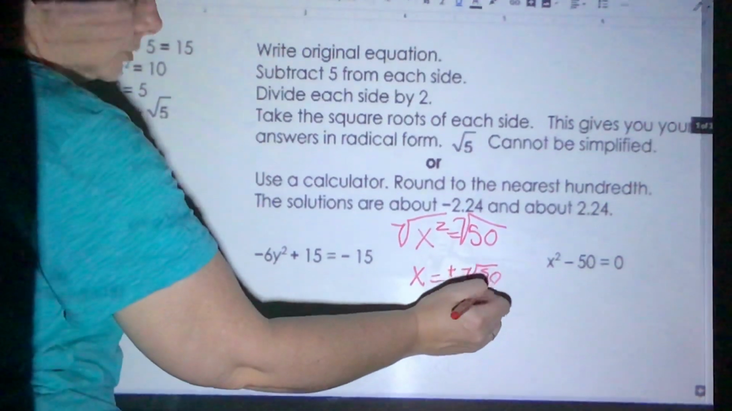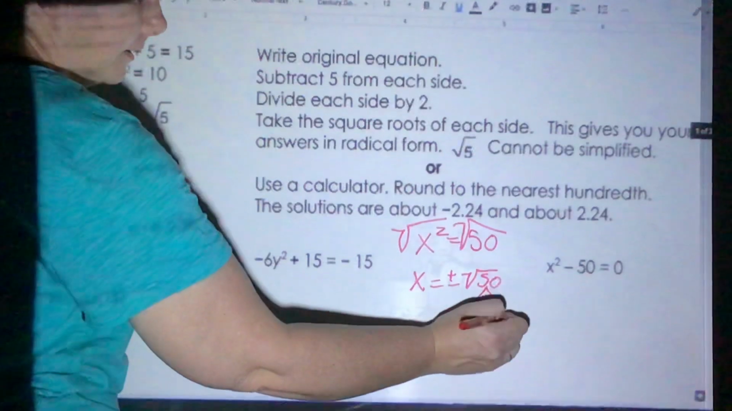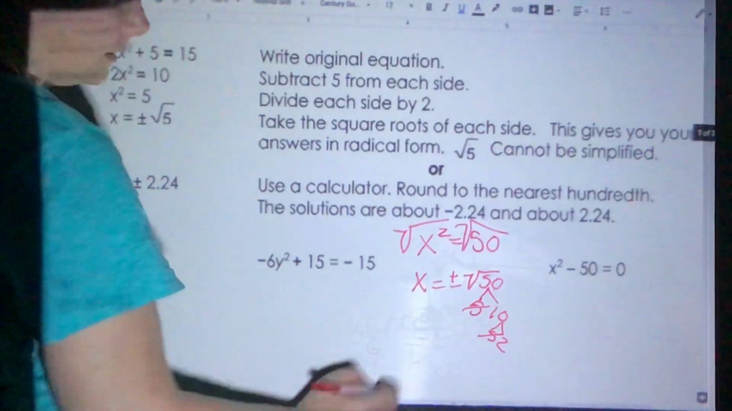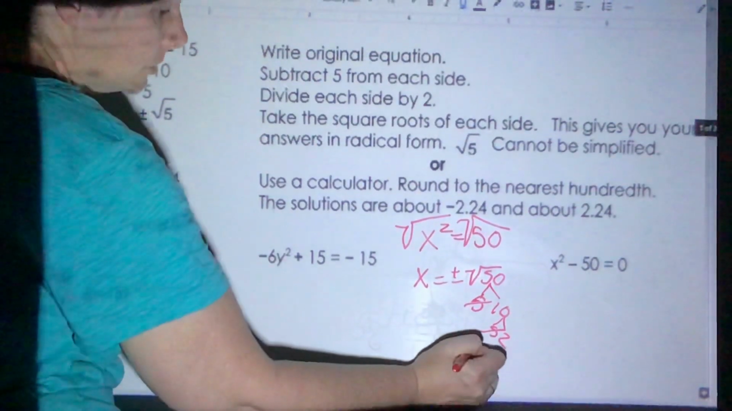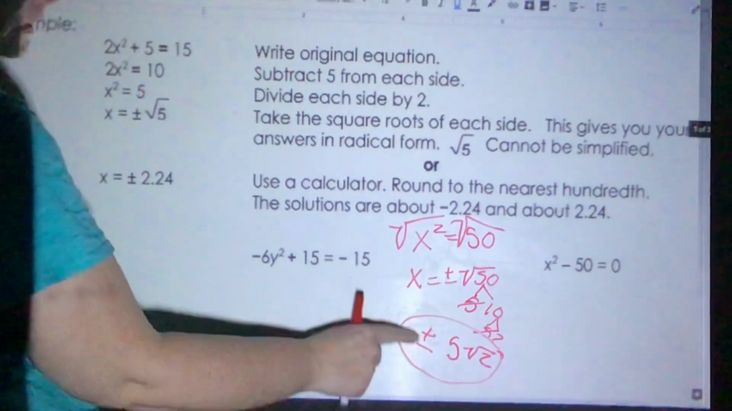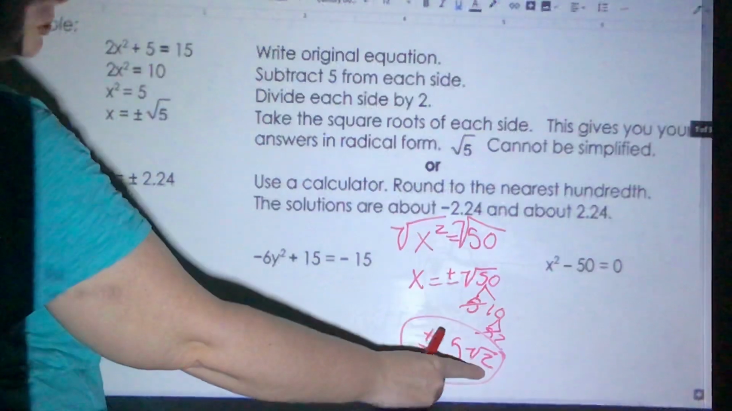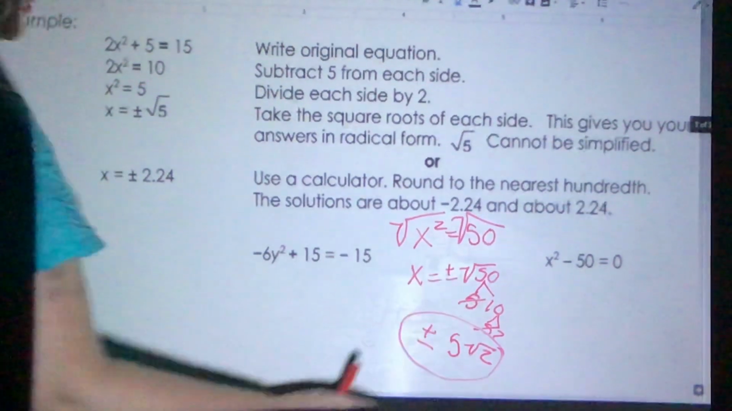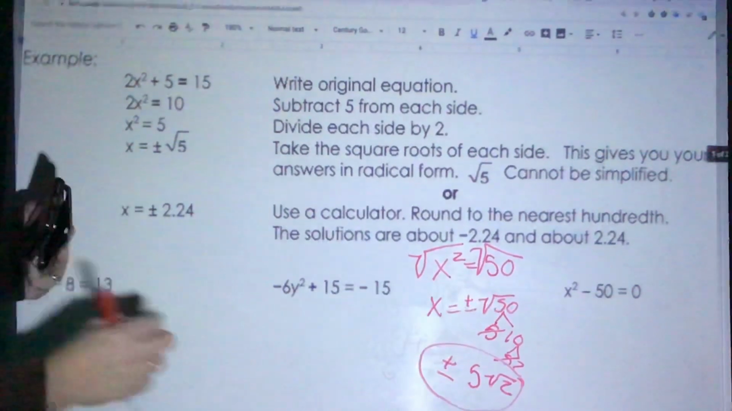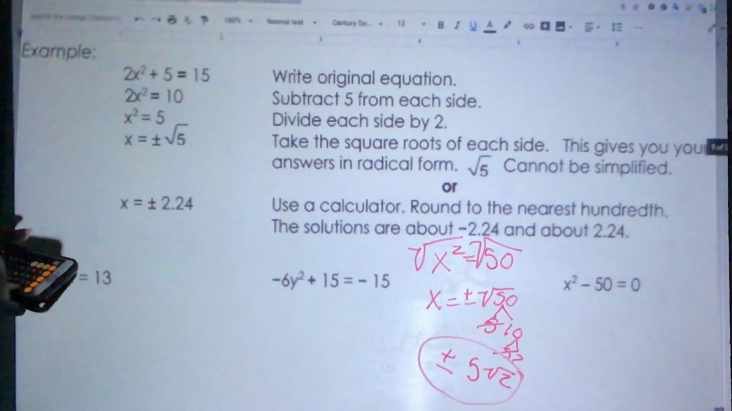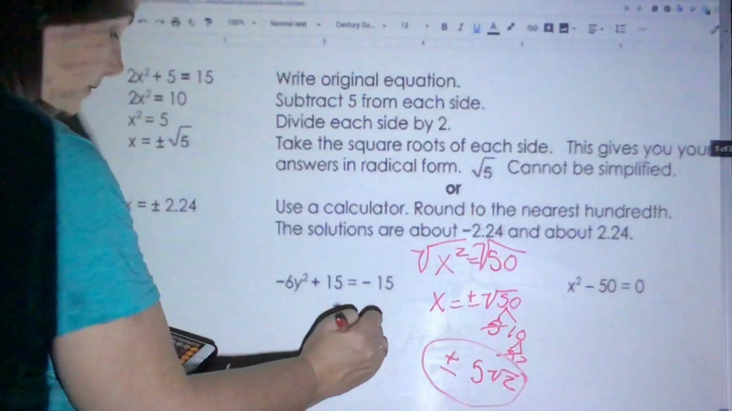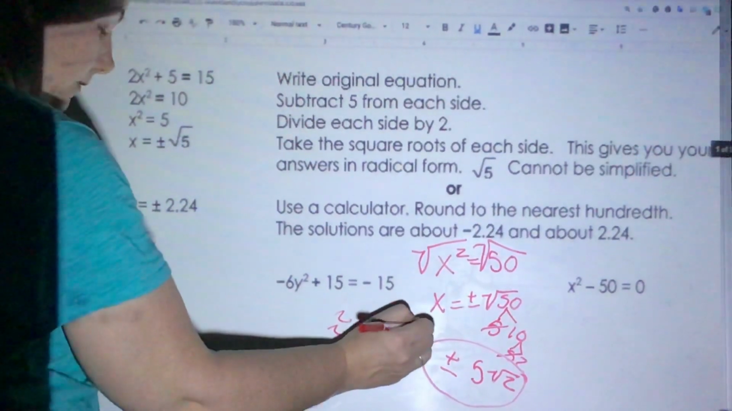We're going to do a factor tree, 5 times 10 and then 5 times 2. So you have a pair of 5s that can come out. The 2 stays in. So the simplified radical form of the answer would be positive or negative 5 root 2. The other way is to get the decimal numbers. When you're doing your decimal numbers, it's easier to not simplify your radical and just type in 50 and then square root. And you would get approximately positive or negative 7.07.